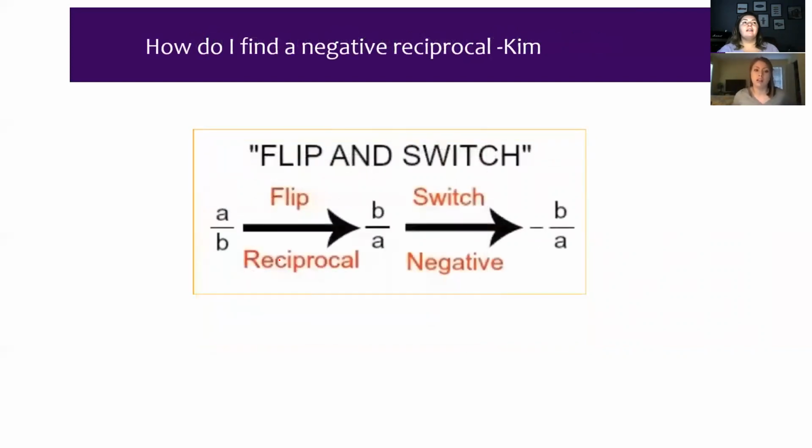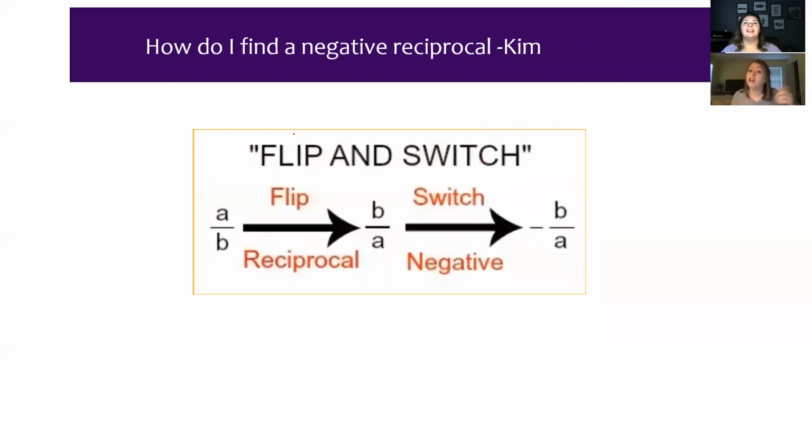So how do I find a negative reciprocal though? I love when we're given kind of like a formula, not really a formula, because it's like solving something and it makes it fun and interesting. It gets them interacting. So this is called flip the switch.